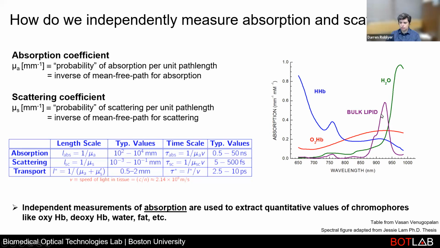Examples of those are shown on the right. So oxyhemoglobin shown in the red, deoxyhemoglobin, lipid, and water. So the key is, how do we measure the absorption coefficient? Scattering coefficient can also serve as a biomarker, and sometimes we want to measure that as well.